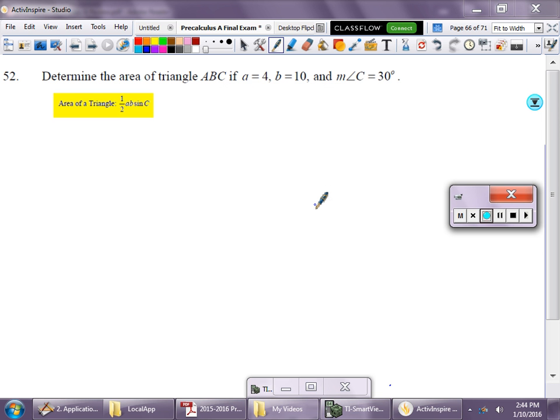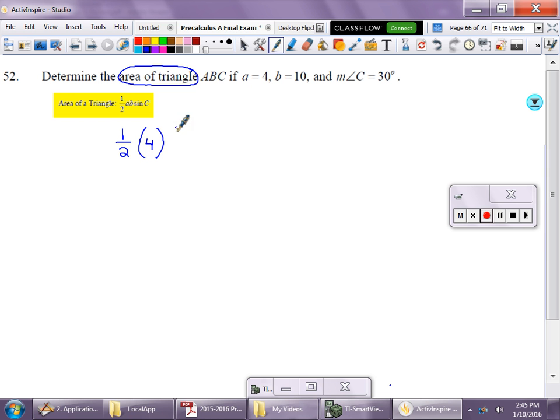Okay, if you look at 52, this may be the easiest problem in the whole packet. All you have to do is substitute. Area of the triangle, I took the liberty of going to the front and just cutting and pasting the formula, and I'm substituting. This is going to be 1/2 times 4 times 10 times the sine of 30 degrees. Substitute.